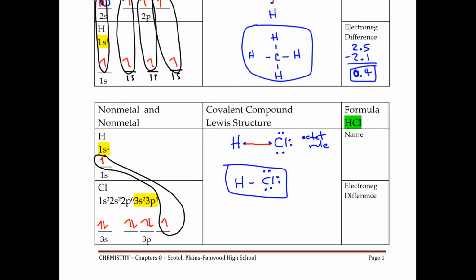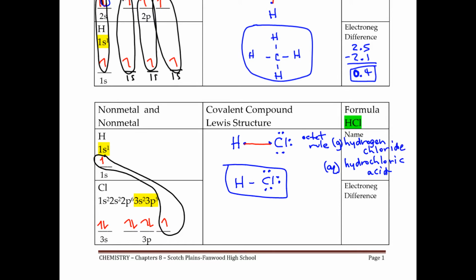Now the name of this, we understood that this is an acid, but that's only going to be true if it's aqueous, if it's dissolved in water. So if it's dissolved in water, this would be called hydrochloric acid, as we learned earlier in the year. However, if it's a gas, which it can be, you would just name it as hydrogen chloride. You would not name it as an acid unless it were actually aqueous.